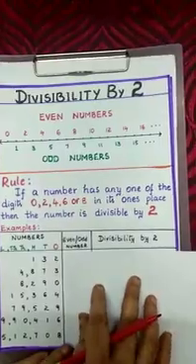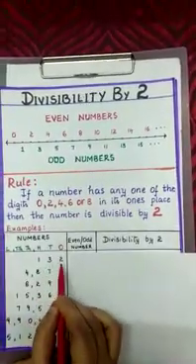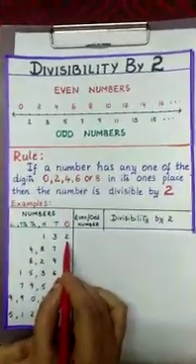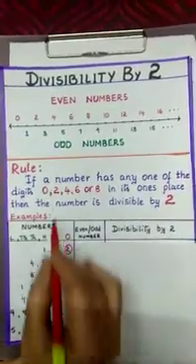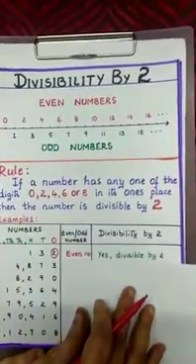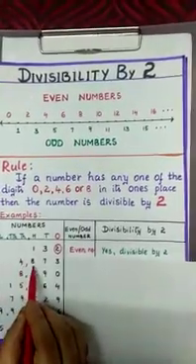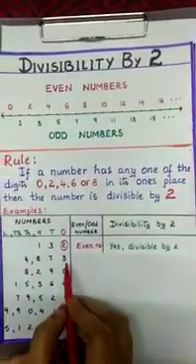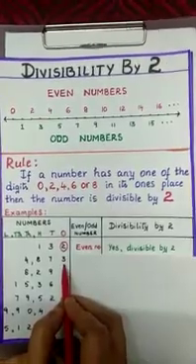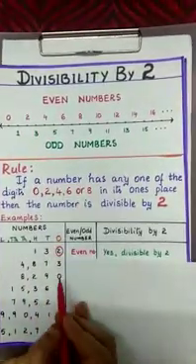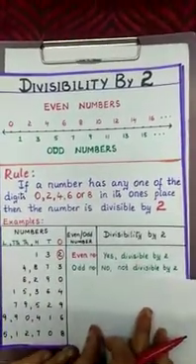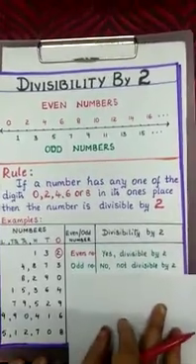Now let us see the first number, 132. What is the digit in the ones place? 2. So 2 we have in this list, which is an even number. It is divisible by 2. Next number, 4873. Now what is the digit in the ones place here? 3. Do we have 3 in this list? So it's an odd number which is not divisible by 2.